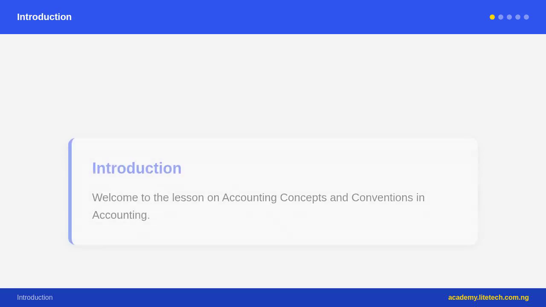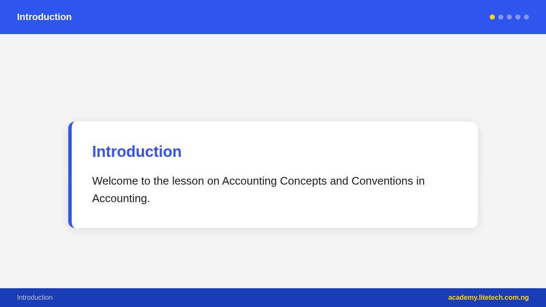Today we study accounting concepts and conventions. What are accounting concepts and conventions? Accounting concepts, also called accounting principles or fundamental assumptions, are the basic rules, assumptions, and guidelines that govern how financial transactions are recorded and financial statements are prepared. They ensure that accounts are consistent, comparable, and reliable.